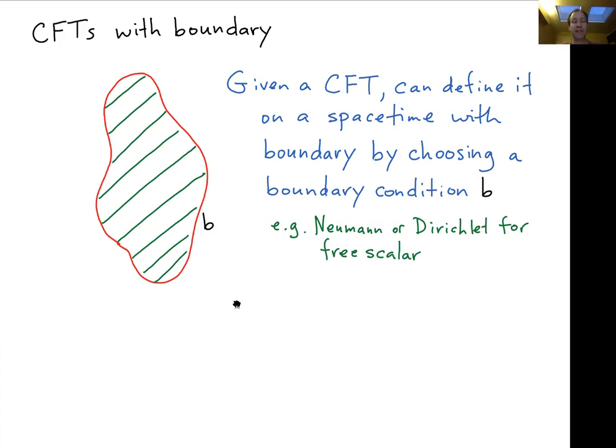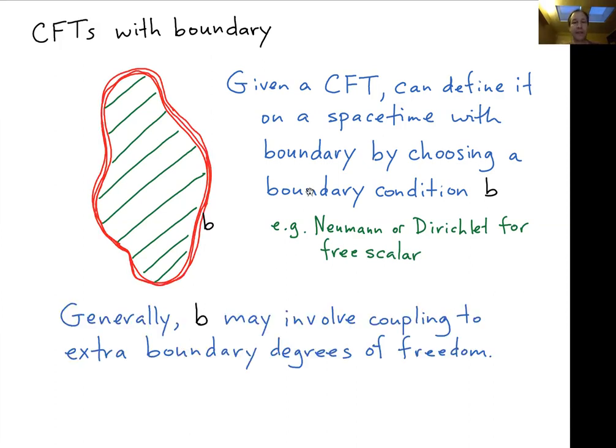And more generally, we can have boundary RG flows between these different conformally invariant boundary conditions, just as the quantum field theories themselves can be RG flows from some UV CFT to an IR CFT.